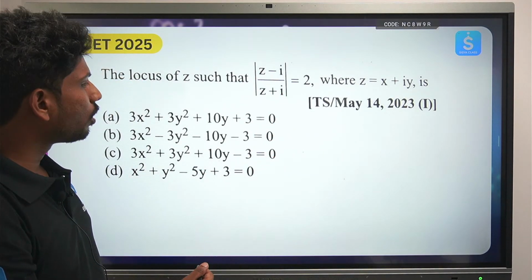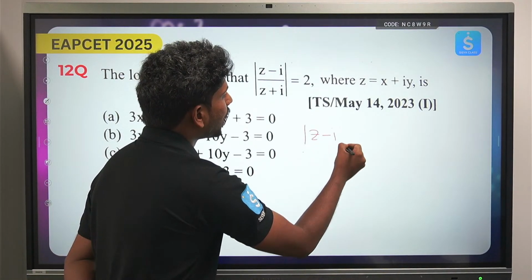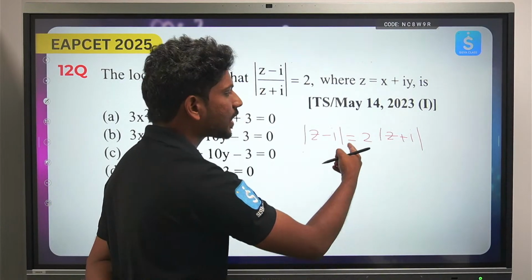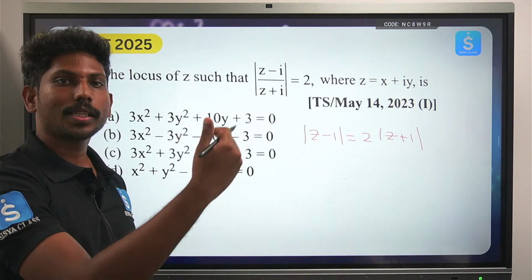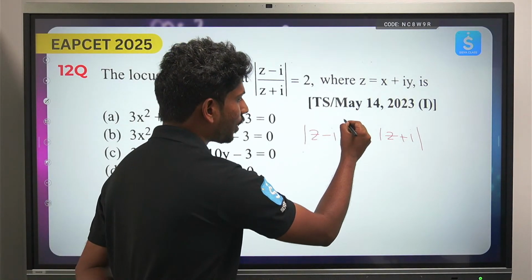Okay, so the last question is mod z minus i by z plus i. He's asking what is the locus of this equation. So the locus of this: mod z minus i is equals to 2 times mod z plus i. Now mod z is nothing but under root of x square plus y square, that is, under root of real part square plus imaginary part square. So I just want to square on both sides in order to nullify the root.